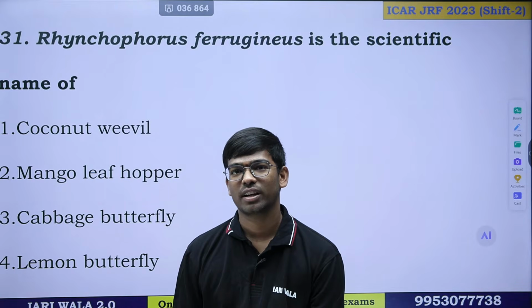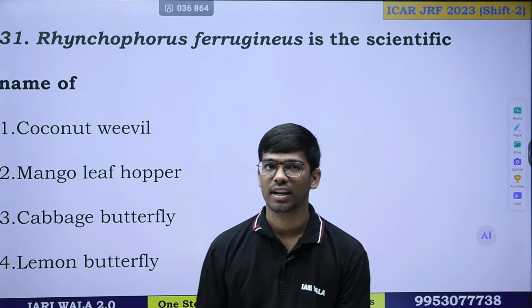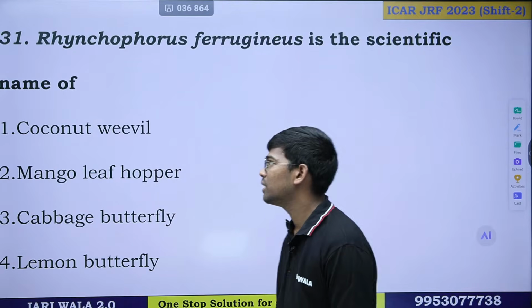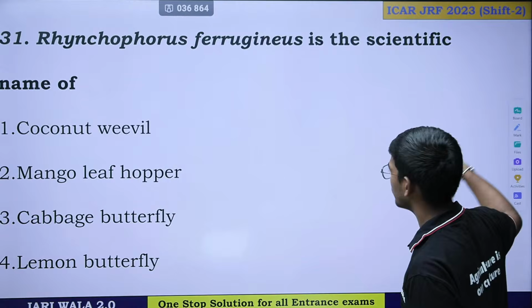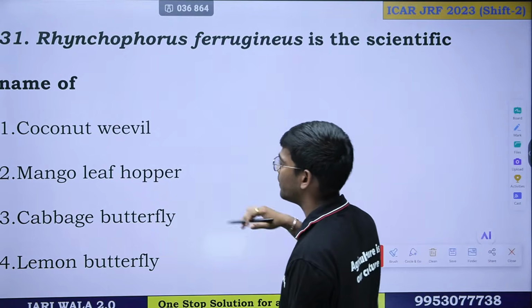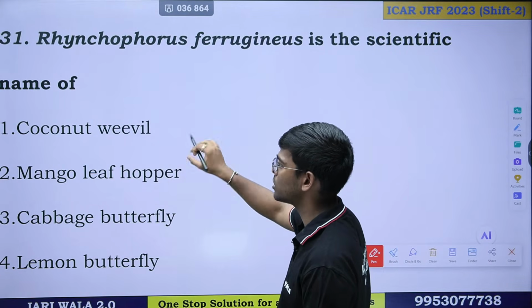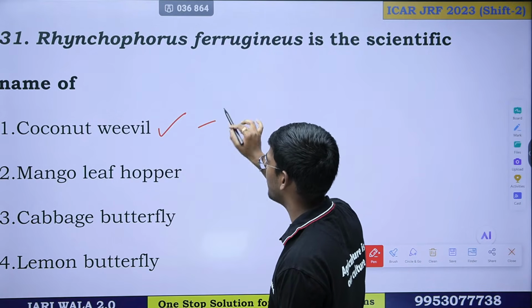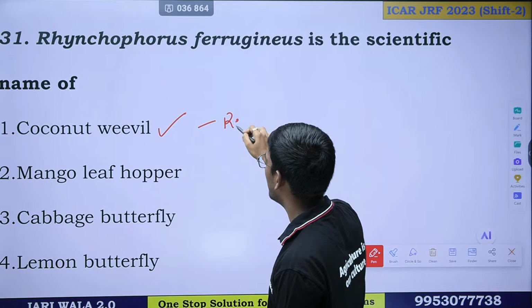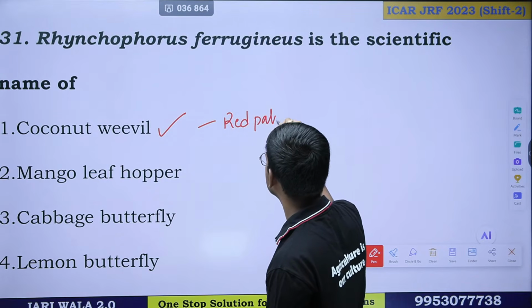Only one student responded A or 1. Yes, it's correct. Actually, it is red palm weevil. So there is another name for coconut weevil, but in these options, the most appropriate option is coconut weevil. Otherwise, they would need to give the correct option like red palm weevil.